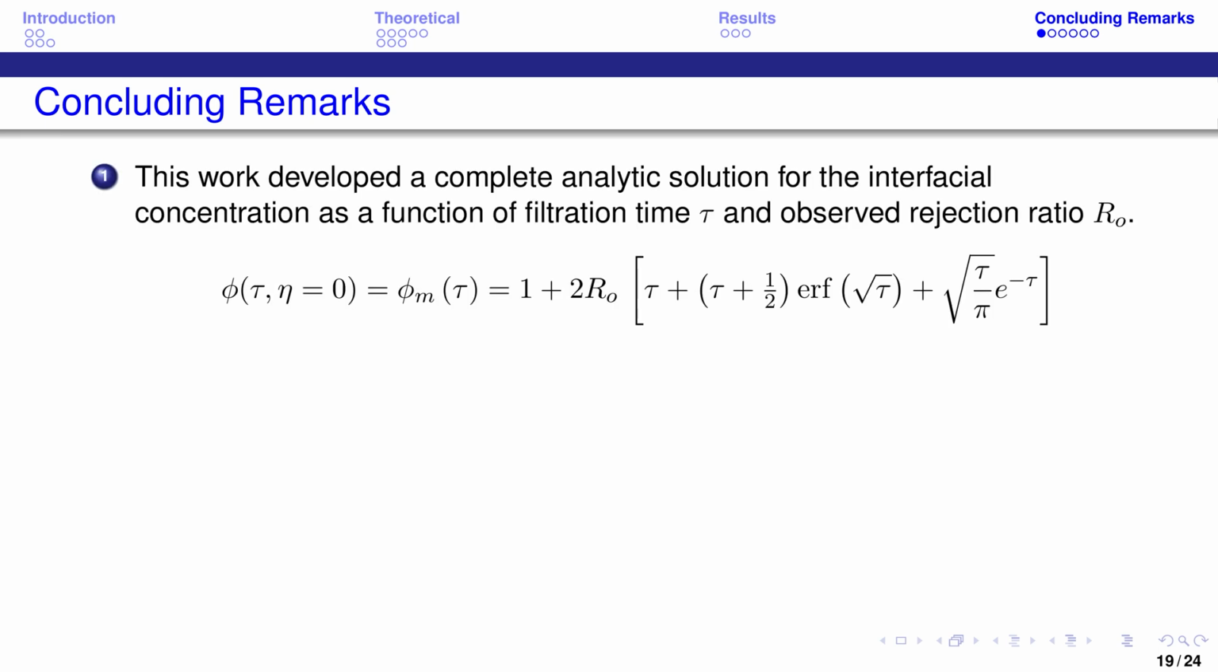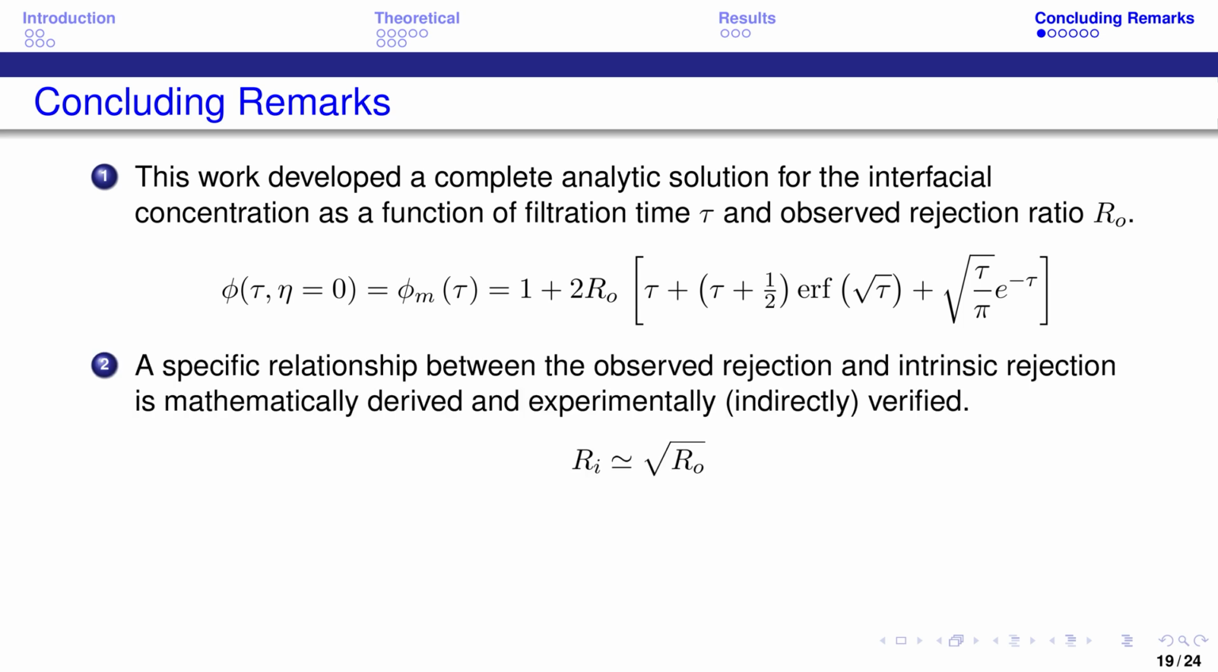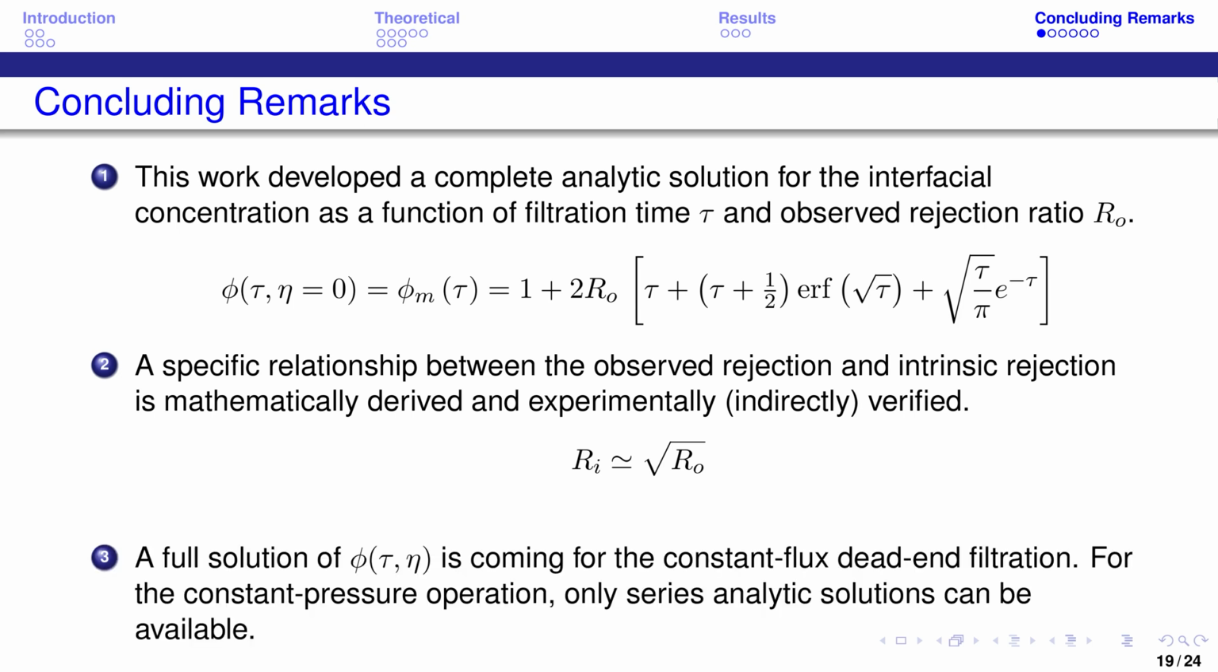We have 3 take-home messages. First, this work developed a complete analytic solution for the interfacial concentration as a function of filtration time and observed rejection ratio. Second, a specific relationship between observed and intrinsic rejection is mathematically derived and experimentally indirectly verified. Third, the full analytical solution is coming.